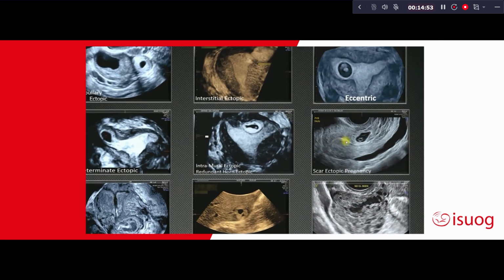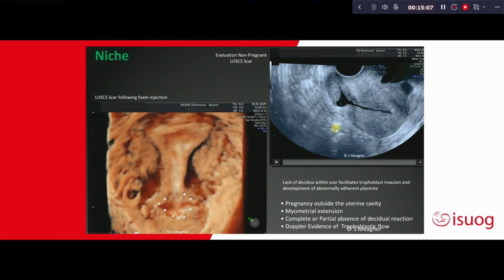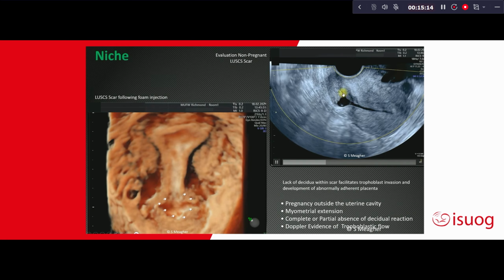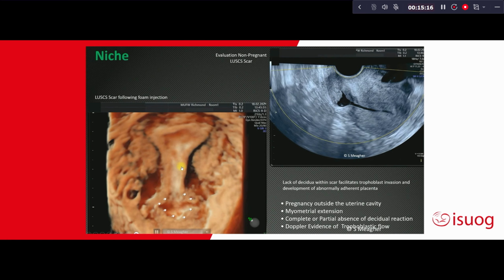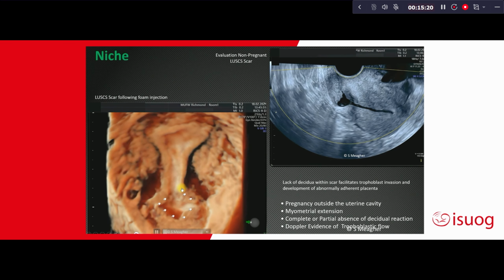We next move to cesarean scar ectopic pregnancy, and there are different classification systems for this. I'm going to stick with ESHRE and the partial and complete types of scar ectopic pregnancy, and then I will talk about low implantation or the low utopics. For many of these ectopics, they occur in a pre-existing niche, and this is an example of a retroverted uterus with a striking niche here, 3D representation of the same niche demonstrated in the bottom left-hand corner.